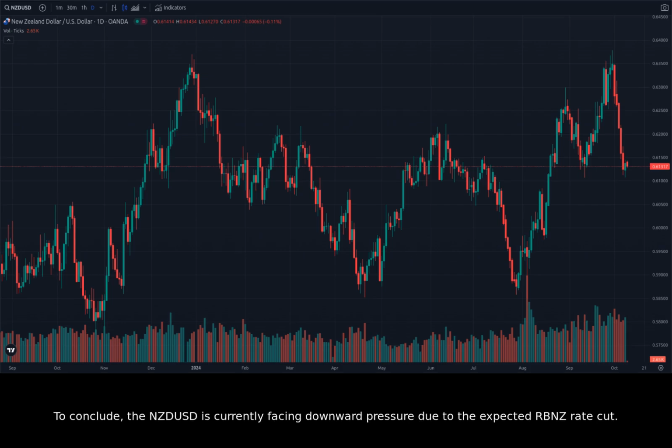To conclude, the NZDUSD is currently facing downward pressure due to the expected RBNZ rate cut. The chart data suggests a potential bearish bias, with the price struggling to break above the 0.6200 resistance level. However, the pair has found support around 0.6100, which could limit further downside. Traders should be cautious and wait for clear signals of a directional bias before entering any trades.